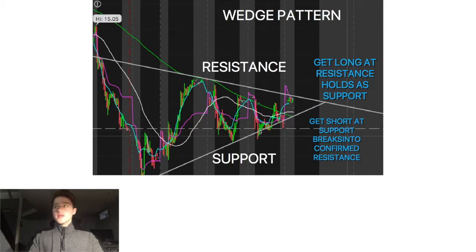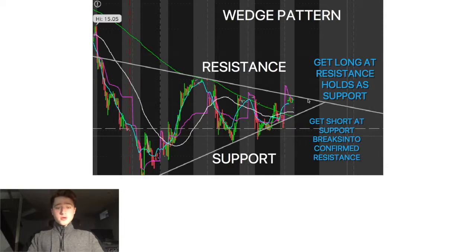So here was my whole plan. I was to get long if this resistance breaks and holds as support. Remember what we just said with head and shoulders: previous supports are current resistances, and previous resistances are current supports.